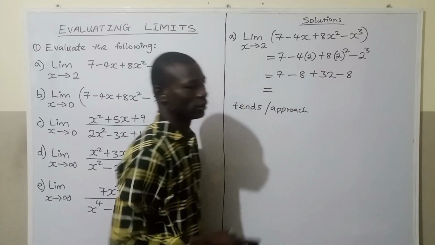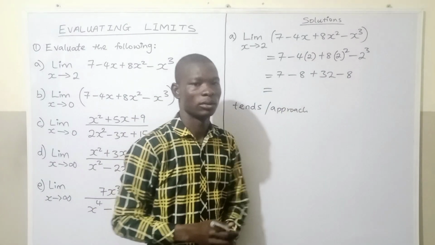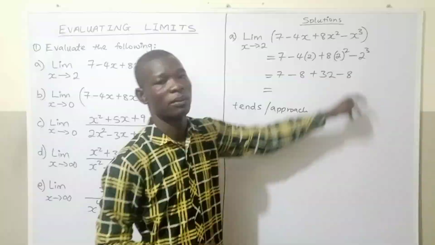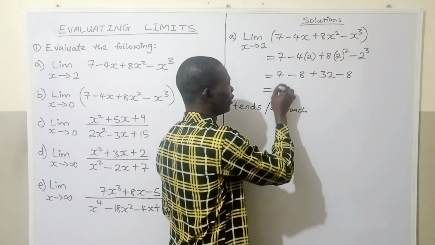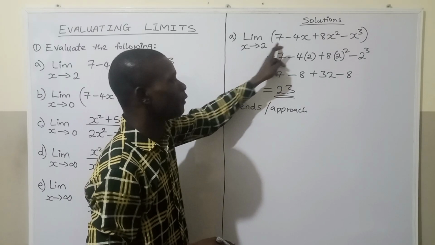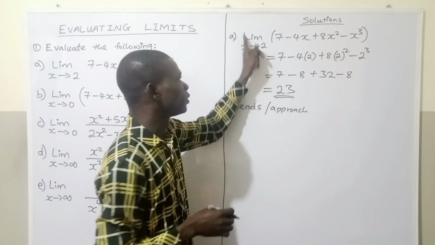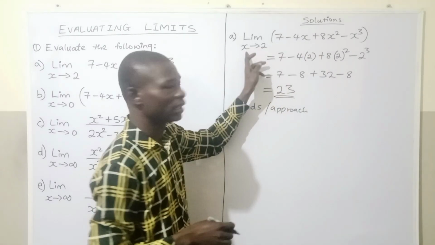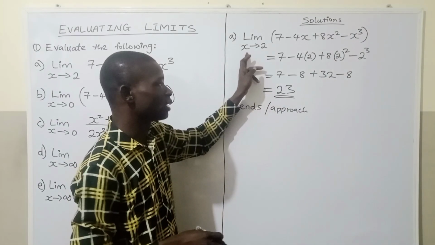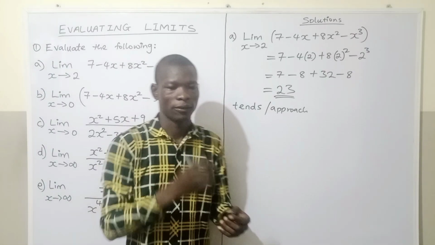So what are we having in that situation? 7 minus 8 is negative 1. Negative 1 plus 32 is negative 31. Sorry, negative 1 plus 32 is 31. And 31 minus 8 is going to give us 23. So the limit as x approaches 2 for this particular function is equal to what? 23. And how is it read? It means that as x is approaching 2, the whole of this function will be approaching 23. That's that for number 1.